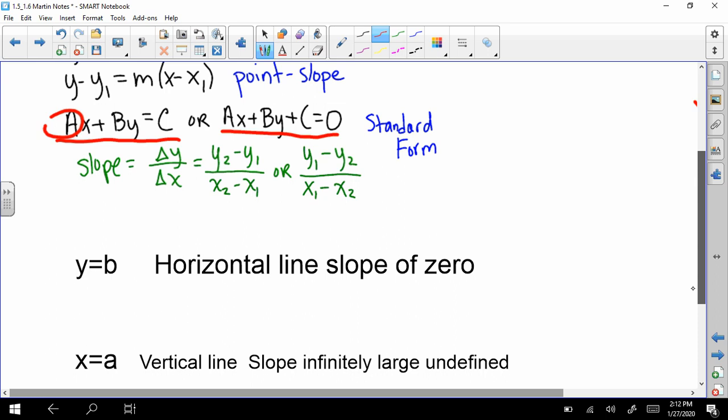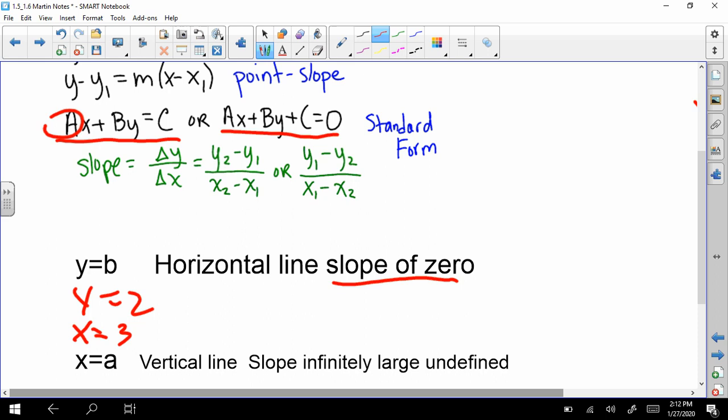Two other special lines are the horizontal line. It has a slope of 0. It looks just like y equals 2. And a vertical line like x equals 3. Of course, the numbers can be anything that moves them on the coordinate system, but you need to know that a horizontal line has a slope of 0. That's why its m drops off, and you just have the y equals b.